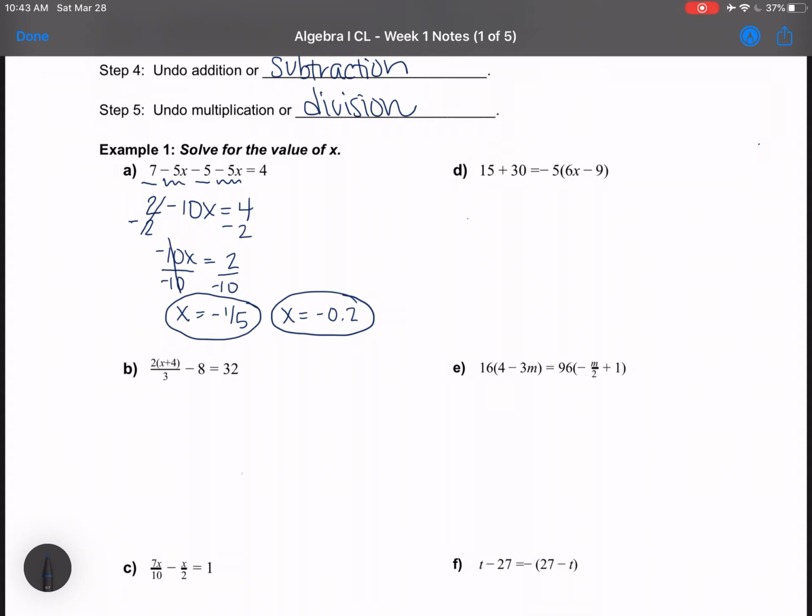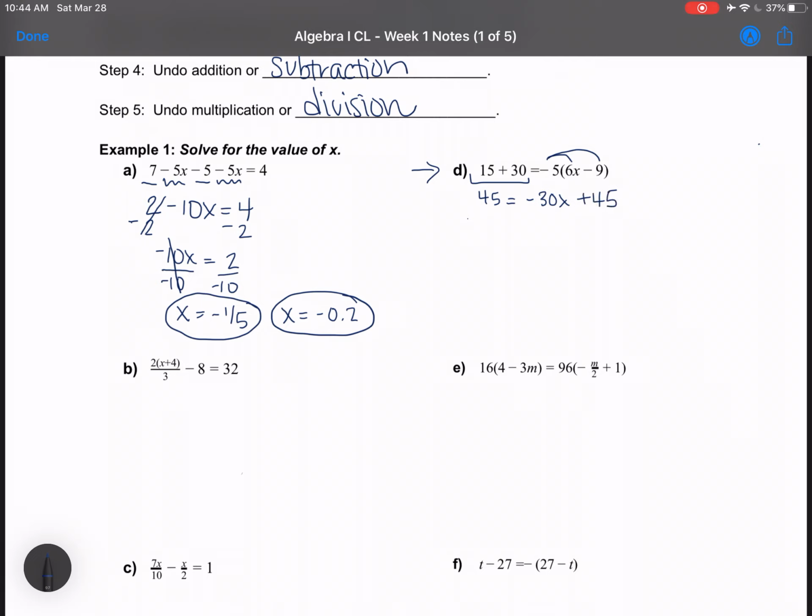Alright, so now let's go across to D. Okay, so we have 15 plus 30 equals negative 5 times the quantity 6x minus 9. We don't have any fractions, but we do have parentheses. So let's go ahead and combine this left-hand side. 15 plus 30 is 45 equals, and now let's also distribute. It's okay to do two steps at once if they're on separate sides. So we have negative 5 times 6x gives us negative 30x, and negative 5 times negative 9 is a positive 45.